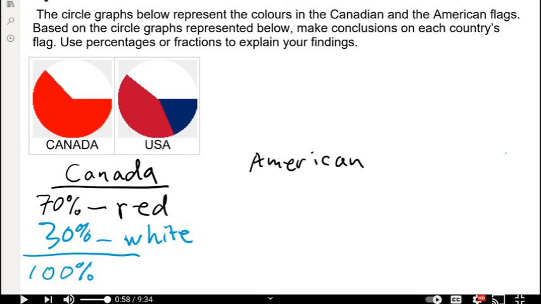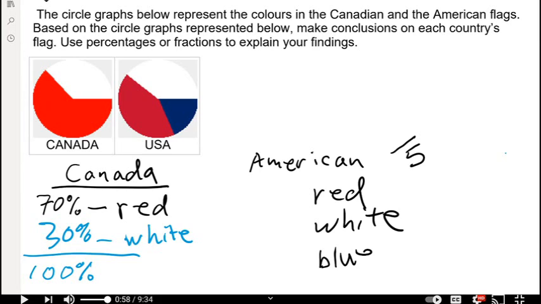With the American flag, tell me how much in fractions. So here's what I'm going to do. I'm going to give you a fraction out of 5 for the whole of each part. So we have the red, we have the white, and we have the blue. How much of this graph is filled in with red? Put in a number. Type in a number on the screen and let me know.